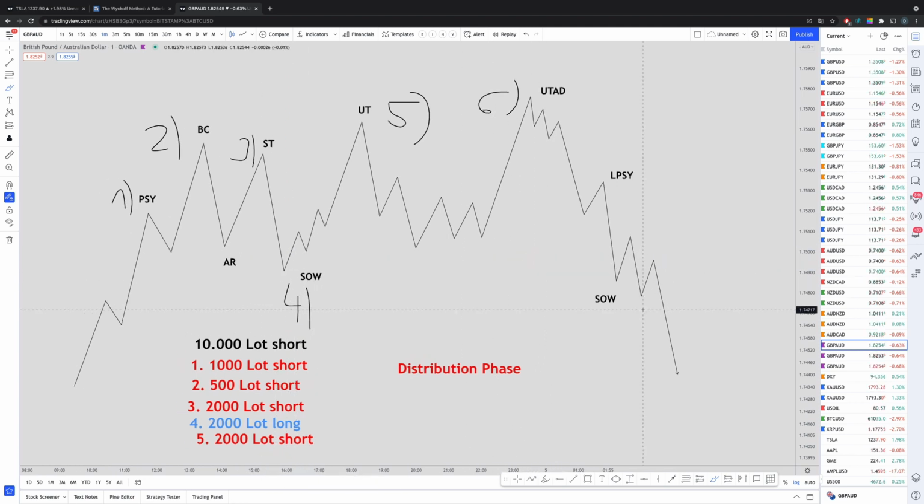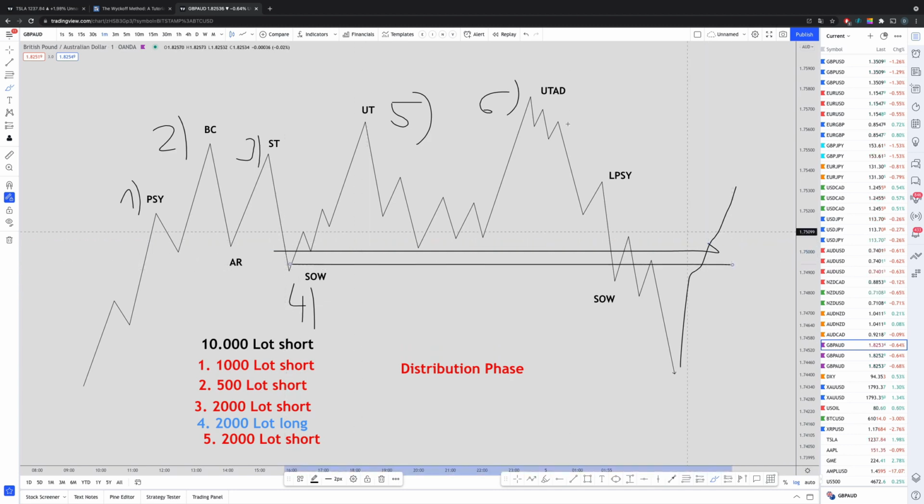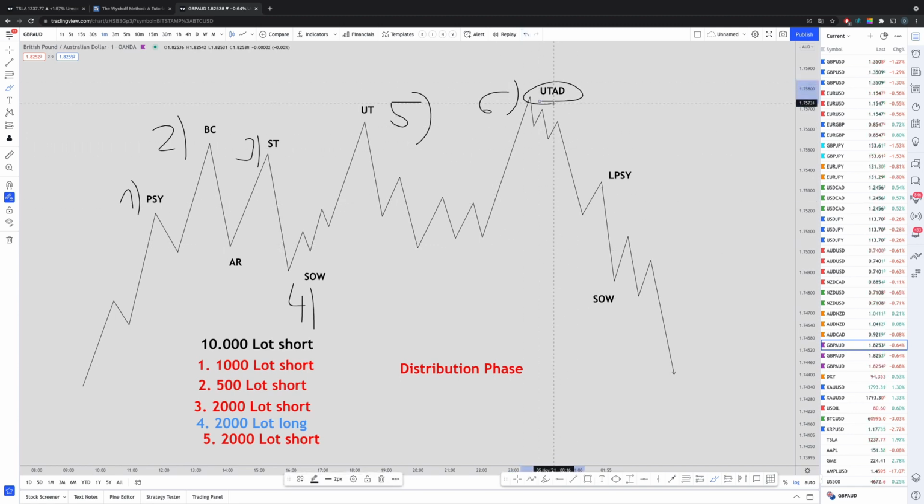And what we will do is, in the future, we will bring the price back up and mitigate that. Okay, so we will close it. And this is also our idea: we will wait after the creation of the UTAD, the upthrust after distribution, which is not necessary. The UT alone will also be enough. So one of these two will create a break of structure here, and this is where we are interested in joining the market.